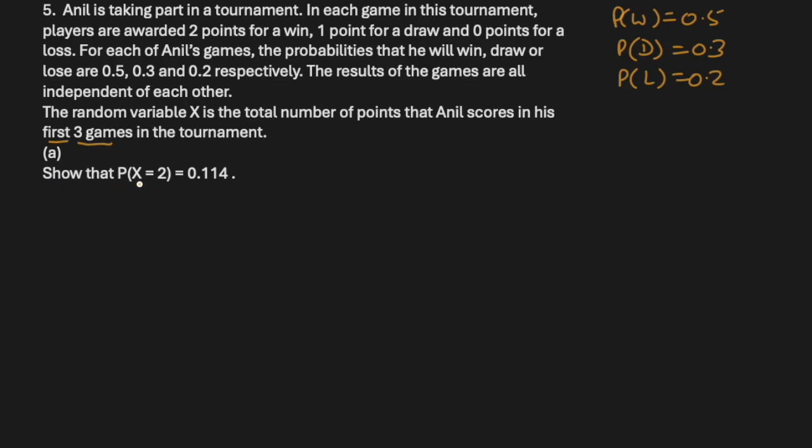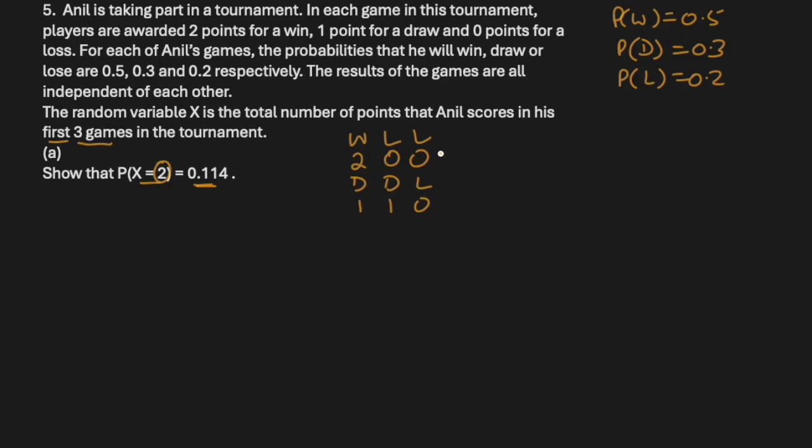Part A. Show that P(X = 2) is 0.114. That means he scores 2 points. And 2 points can be earned how? Win, lose, lose, because he earns 2 points for winning and 0 for losing the other 2. Or it can be draw, draw, lose, so 1, 1, 0. And 2 is not possible any other way.